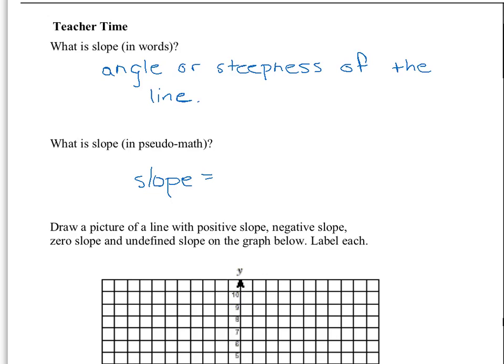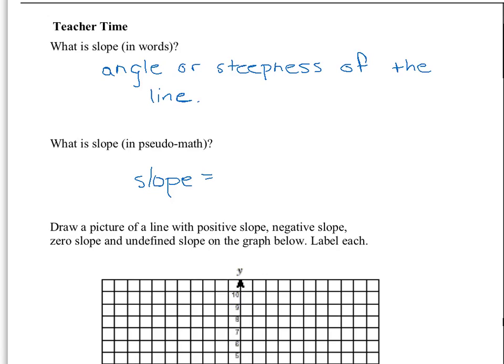Anybody remember anything like this? Isaiah. Ratio. Yes, kind of. We're actually going to get to that later in the year. You might have learned that. Not quite what I was looking for today, though.